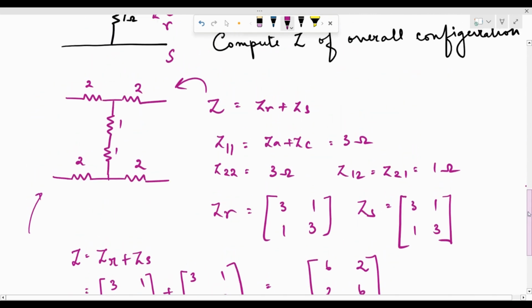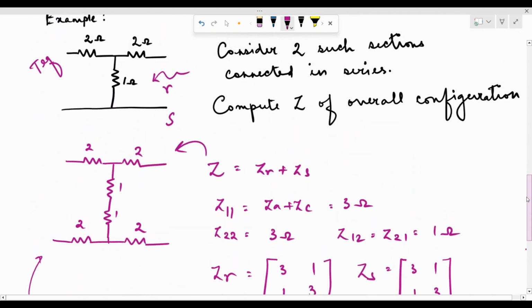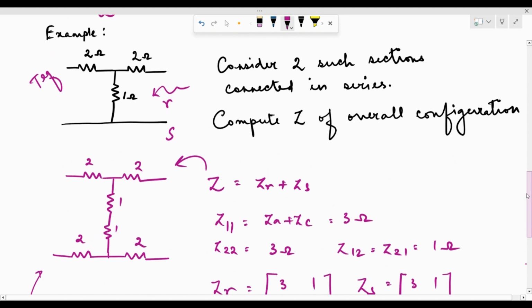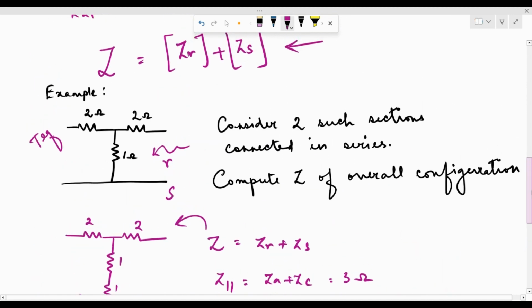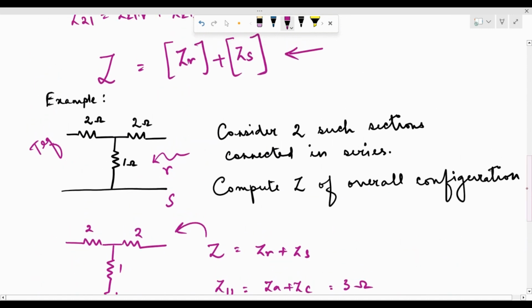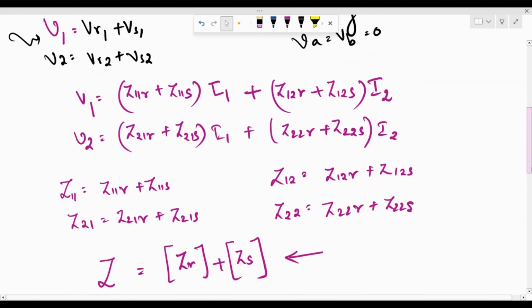So in this manner, we can compute the overall impedance of a network which is formed by the series connection of two-port networks. So that's all for today's video. I hope the concept of interconnection of two-port networks in series, and computation of the overall impedance matrix for the final configuration is clear to you all.